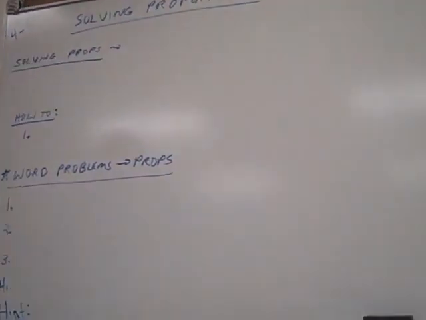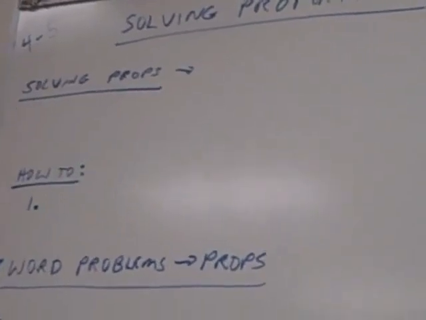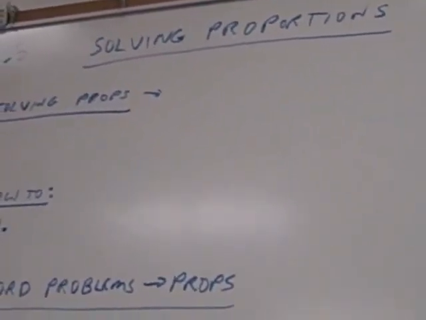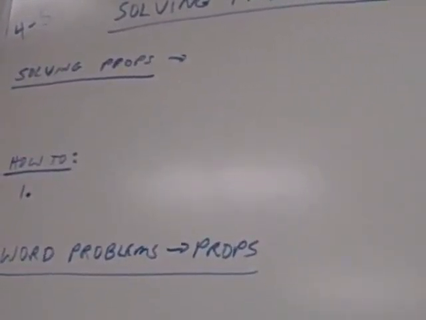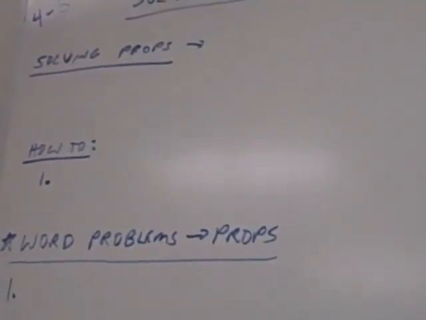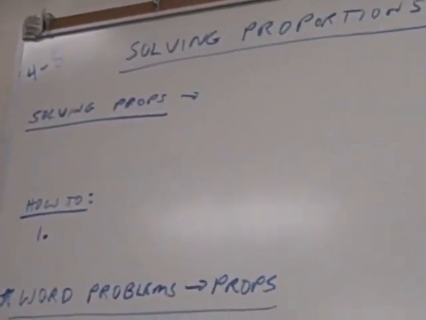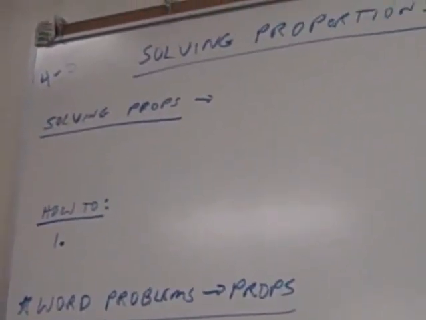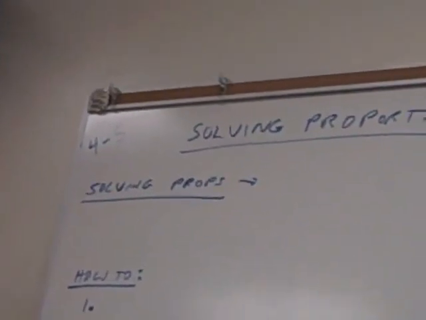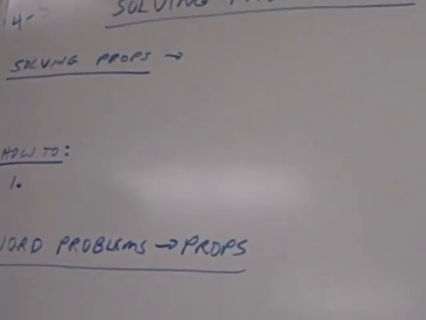All right, solving proportions. Yesterday we learned what a proportion is. So, Chuck, what is a proportion? A proportion is two unit rates that are equal. Okay. What else is it? Fancy word for two ratios that are equal. What else is it? Two equal rates. We already said two equal rates. That's good. And we've had two equal ratios.